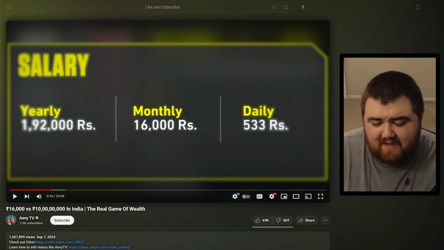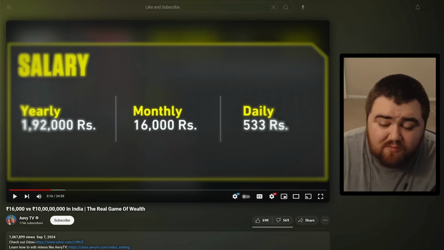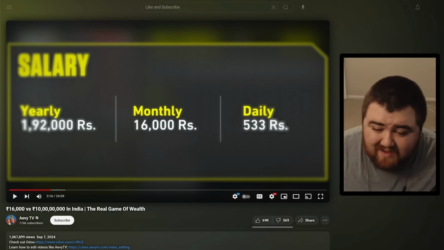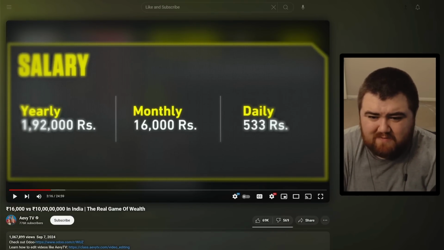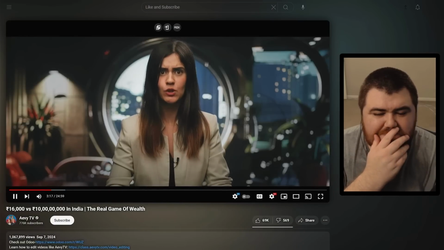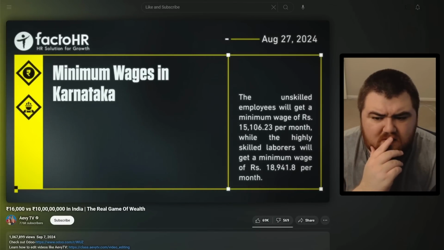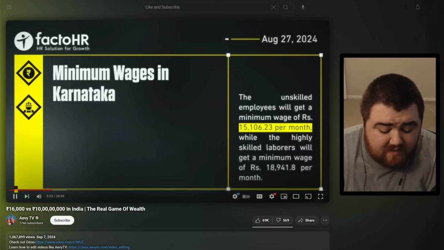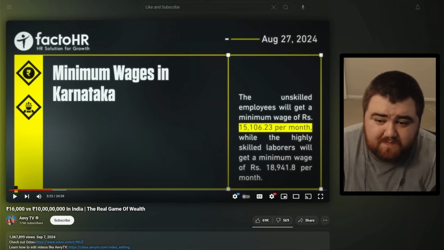500 rupees a day. That's crazy. For security? Oh my God. A year, nearly double of what you were making back home, and also a little above the minimum wage for unskilled workers in Bangalore, which is around 15,000. That's the minimum wage? That's above the minimum wage, I mean?